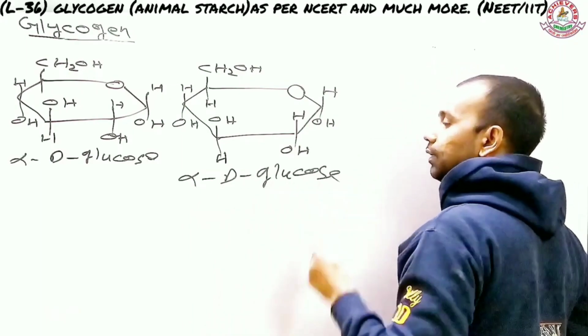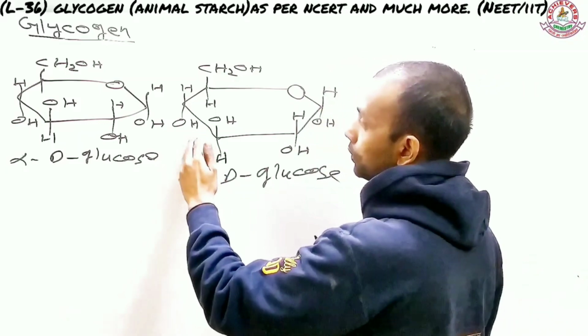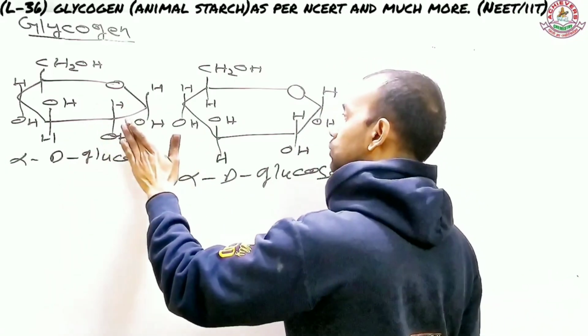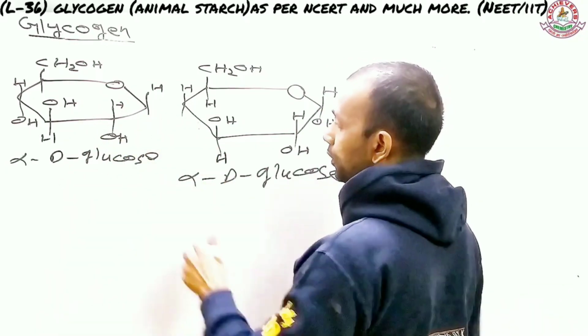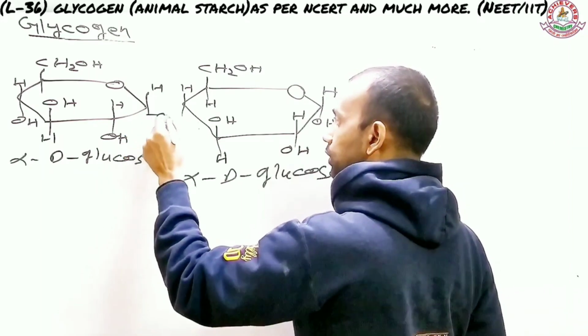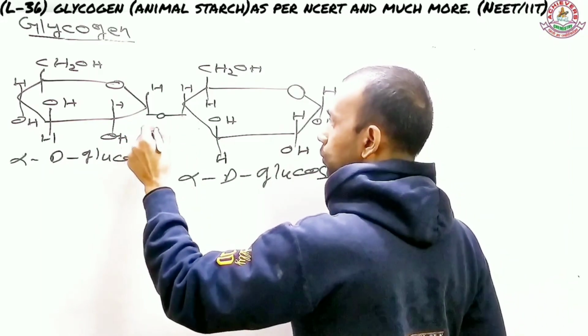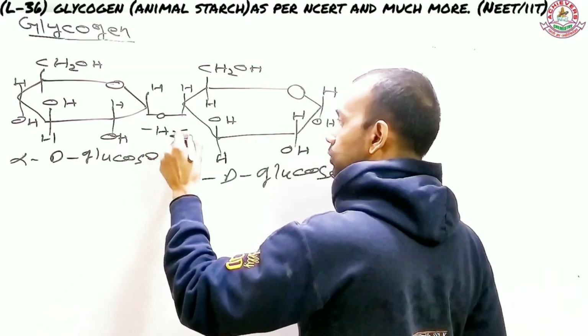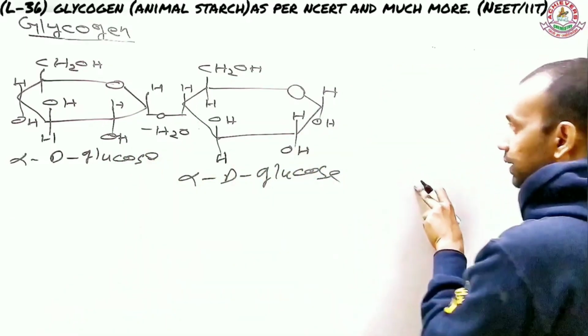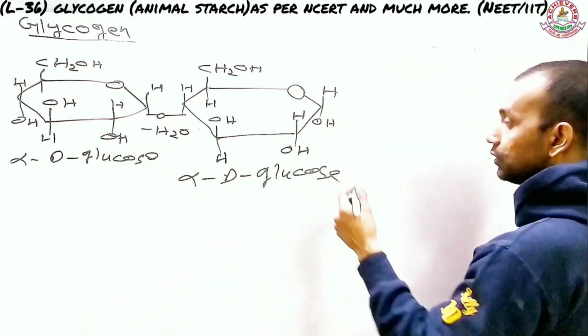So what happened here is that two adjacent glucose molecules make a glycosidic bond. If you remember, they make a glycosidic bond using an oxygen, and by doing so they release a water molecule. So this is a straight chain structure.